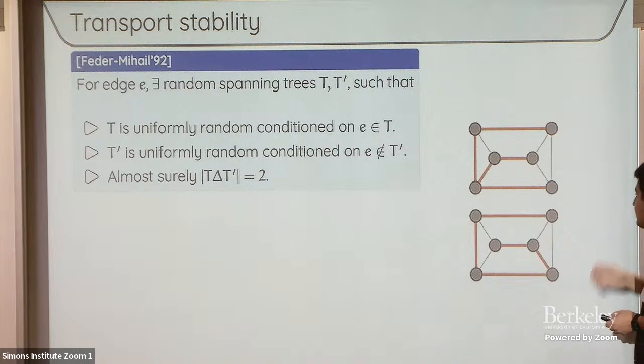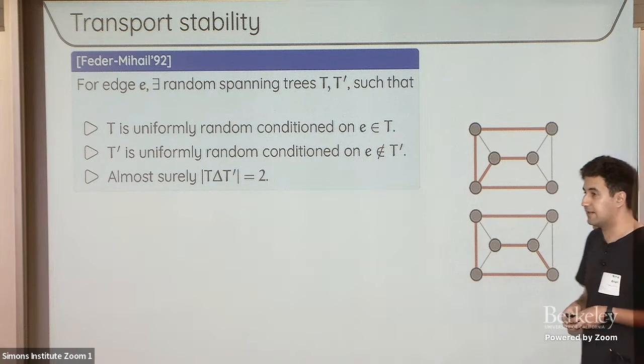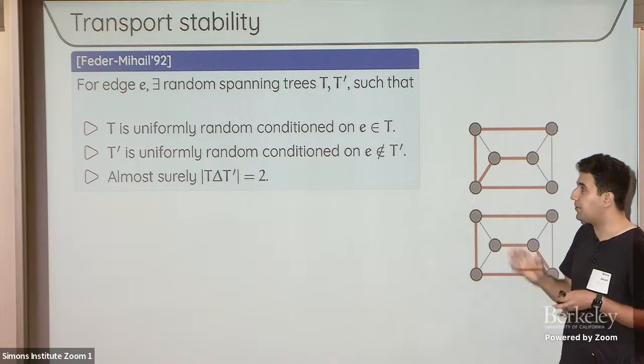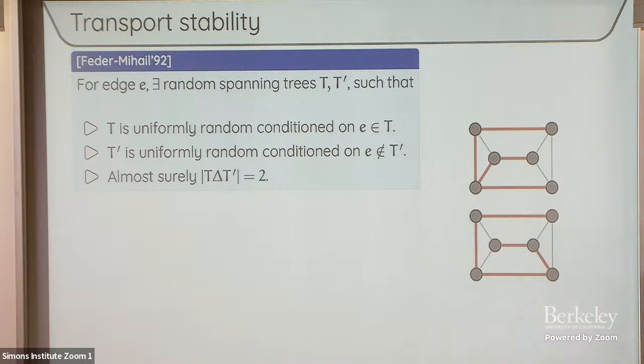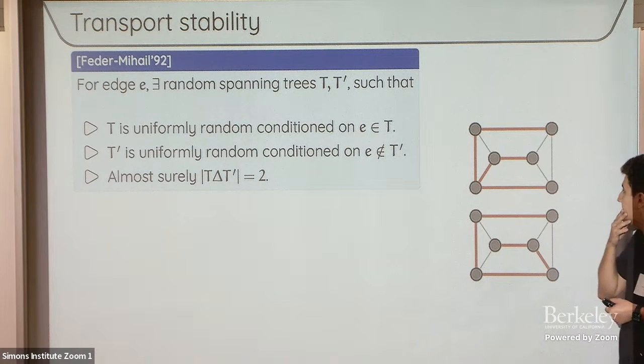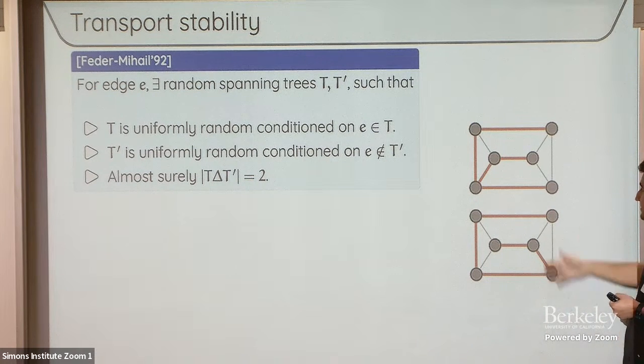Okay, so let me tell you where this transport stability is coming from. In the case of spanning trees, for example, there is an old theorem of Feder and Mihail that works for spanning trees and DPPs and so on, that tells you how to construct some sort of a coupling between conditionings of the spanning tree distribution. So what does it say formally? You have your spanning tree distribution, uniformly random spanning trees on a graph. Pick your favorite edge E. So let's say, I don't know, this edge.